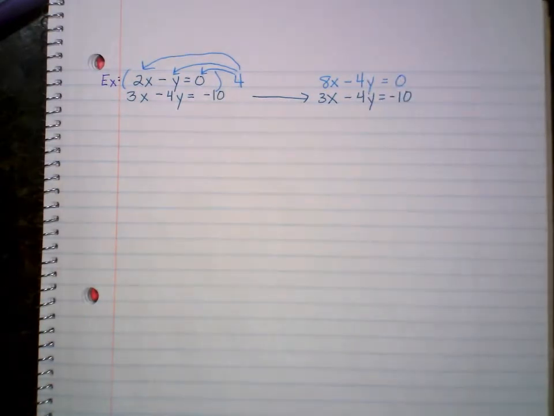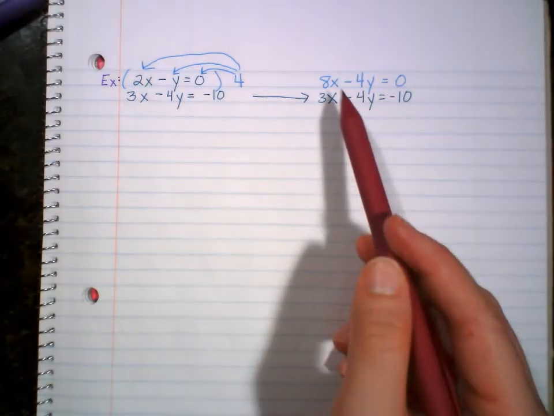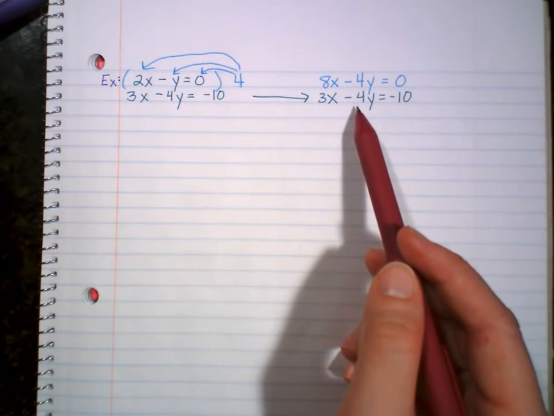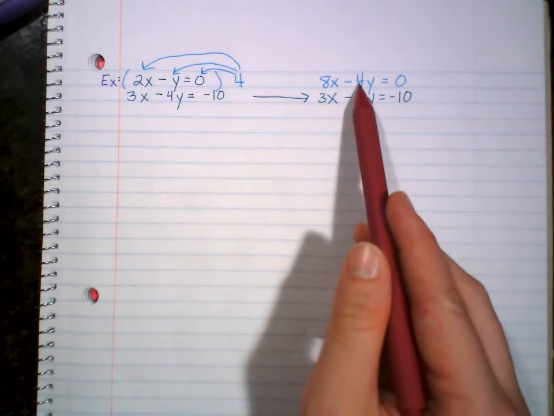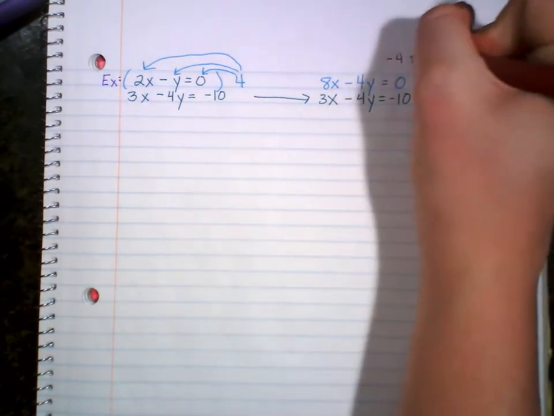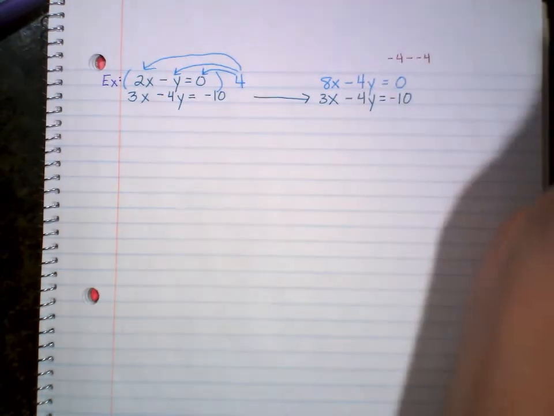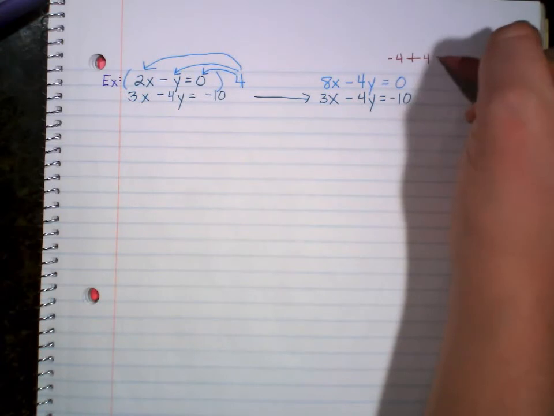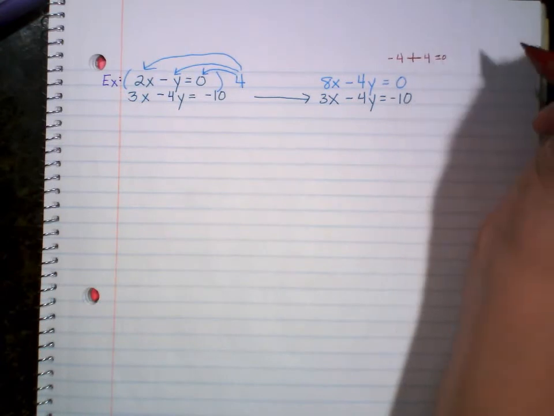So are we going to add or subtract? Well, let's think. Is negative 4 plus negative 4 0? No, that's negative 8. So we're not going to add. Are we going to subtract? Negative 4 minus a negative 4. Well, when they're touching, that's a plus sign. Negative 4 plus 4 equals 0. So we're going to subtract.